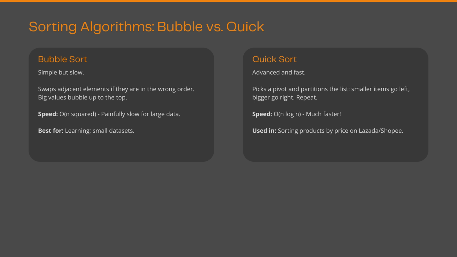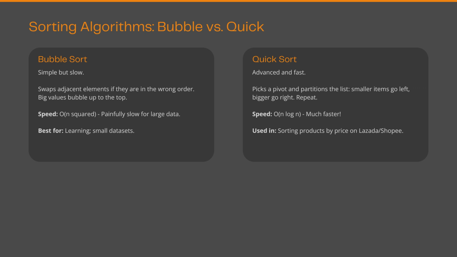Professional systems use things like quicksort. Quicksort picks a pivot point and says, everyone smaller than this go left, everyone bigger go right. Then it repeats. It's like a professional dealer at a casino sorting cards with lightning speed. Whether you are sorting your emails by date or your Shopee search results by lowest price, a sorting algorithm is working hard in the background.